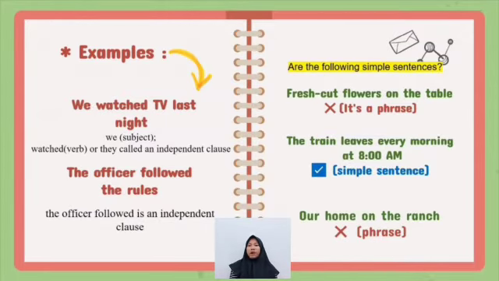Number 2: The officer followed the rules. The officer followed is an independent clause. Now, are the following simple sentences? Number 1: Fresh cut flowers on the table. No, it's a phrase. Number 2: The train leaves every morning at 8 a.m. Yes, that is a simple sentence. And number 3: Our home on the range. No, that is a phrase.